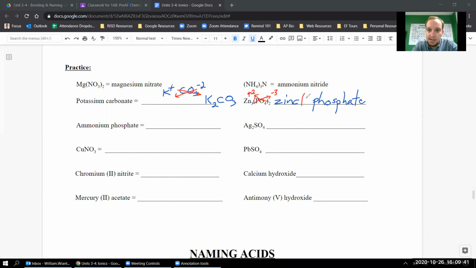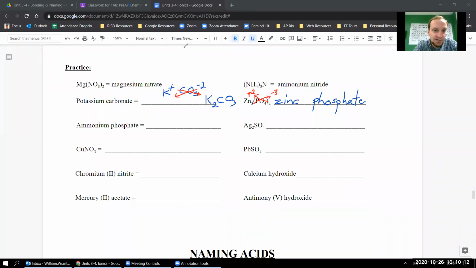Now, do I really need to write the Roman numeral 2? In this particular case, no, because remember, zinc always has a charge of +2. Therefore, we don't really need to distinguish that fact. We could just say zinc phosphate, and anytime you write zinc phosphate in a formula, the zinc has a charge of +2, the phosphate has a charge of -3, so it'd be Zn3(PO4)2. That is the only possible form of zinc phosphate.